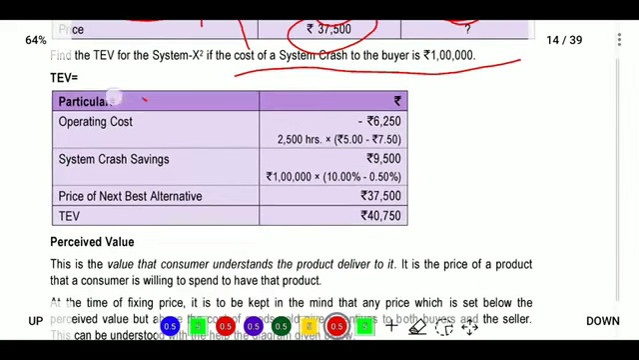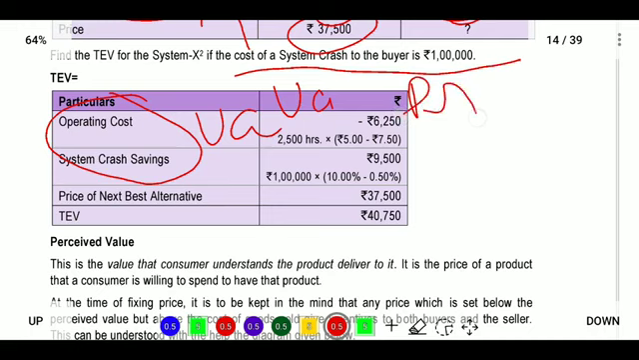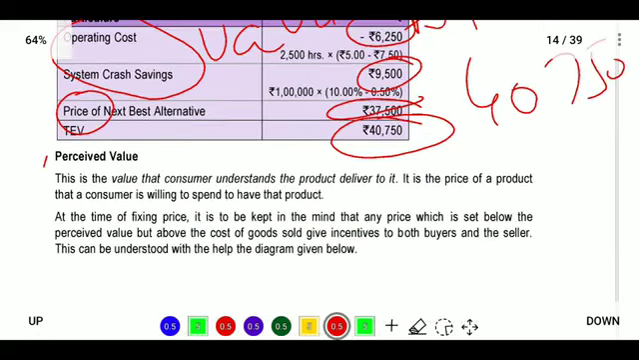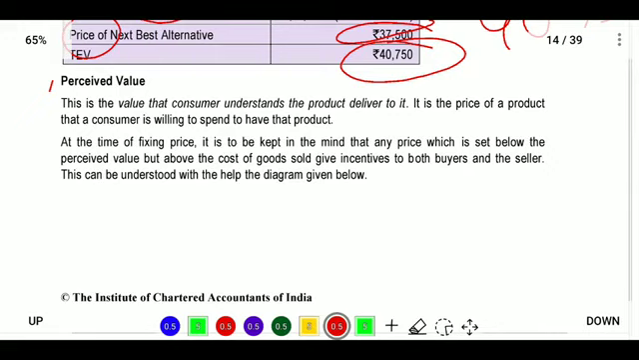So these two are the value of performance differentiation, and this will be the price of the next best alternative we have. So 2500 hours into 5 minus 7.5, we will get the negative, and 1 lakh into 10% minus 0.5%, 9500. That, plus the next best alternative of 37,500. True economic value will be 40,750. 40,750 is the true economic value. That is the case.